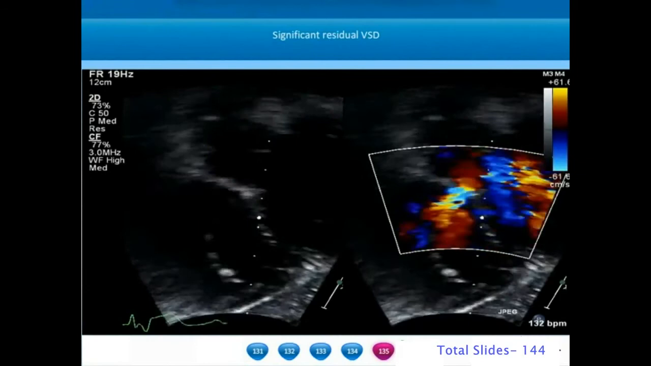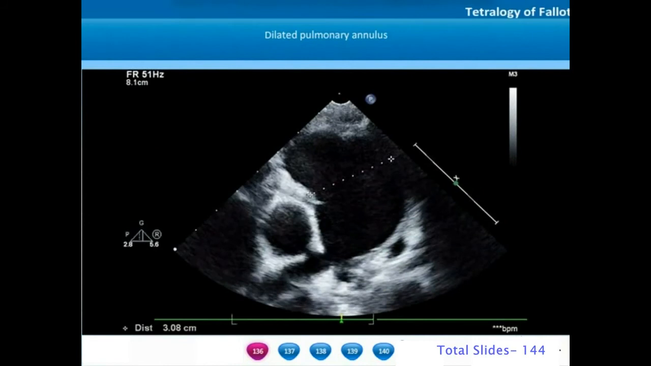In patients who are surgically corrected using large transannular patches, dilatation of the right ventricular outflow tract and transannular patch is quite common. In this example, we can appreciate the dilatation of the pulmonary annulus, which has been widened with a transannular patch to about 31 millimeters.